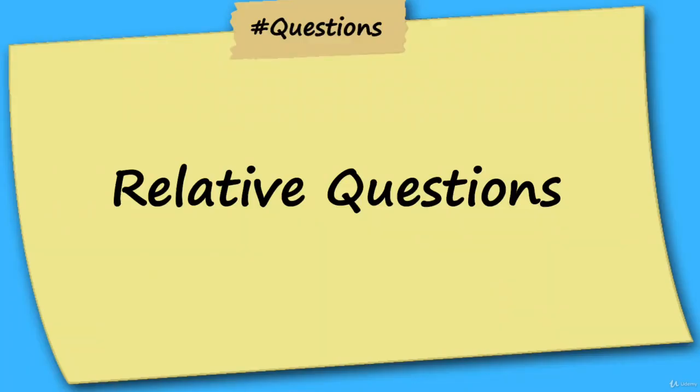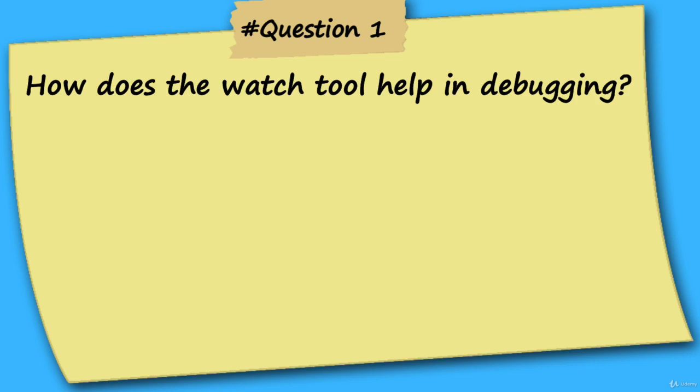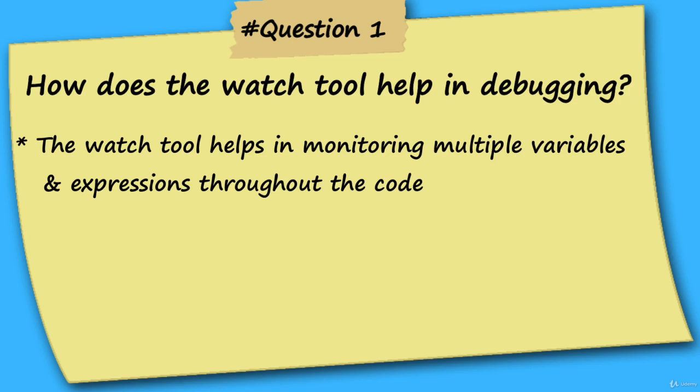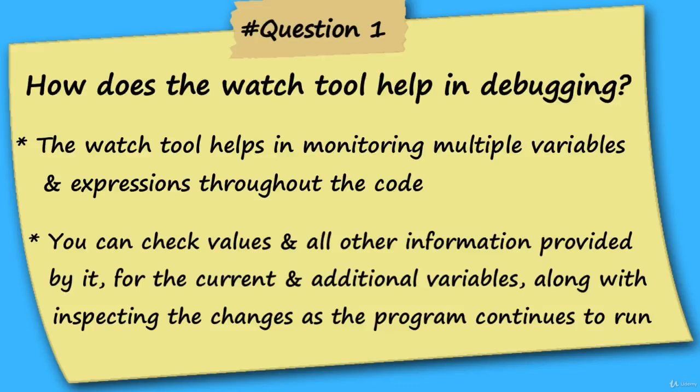Let us discuss relative questions. The first question is, how does the watch tool help in debugging? As we discussed, the watch tool helps in monitoring multiple variables and expressions throughout the code. You can check values and all other information provided by it for the current and additional variables, along with inspecting the changes as the program continues to run.